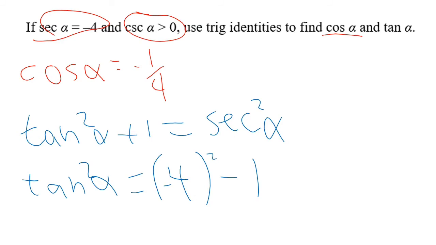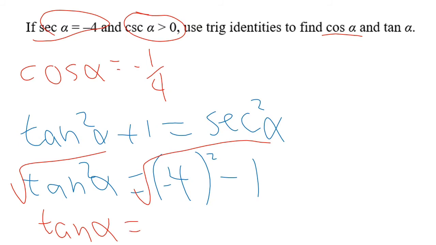So that's 16 minus 1, which is 15. And we're going to square root both sides. And so we have tan alpha is equal to the square root of 15. And we're just going to leave it like that because we can't simplify it. Now, I took the square root of something, so it could be positive, it could be negative. We need to know which quadrant we're in to determine whether it's positive or negative.